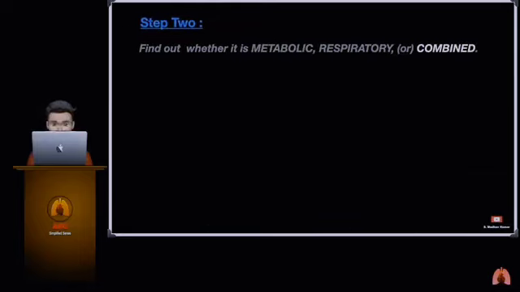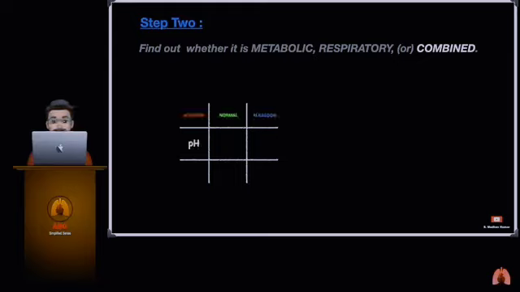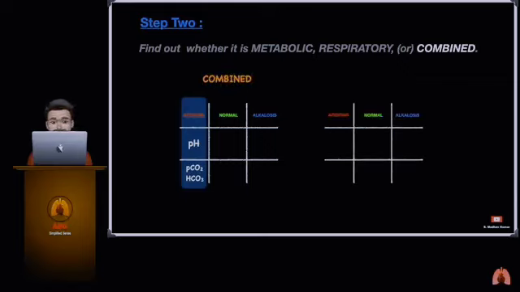Now let us see how to determine the values are combined. If the pH value aligns with both PCO2 and HCO3 in the same column, it is called as combined or mixed, or otherwise called as mixed respiratory and metabolic.